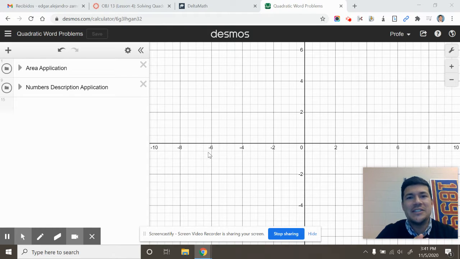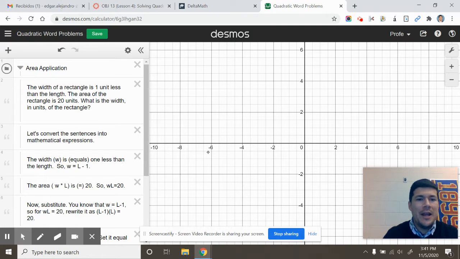Hello, everyone. This is the last lesson for the quadratics module, so let's get right to it. The lesson is on quadratic applications. So let's talk about an area application.